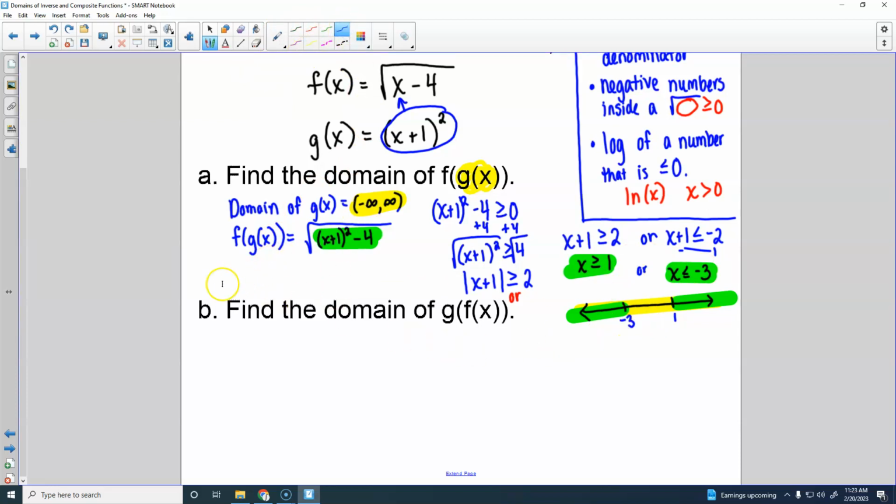So our domain of f of g of x would be negative infinity to negative 3. We would use a bracket there because it's an or equal to sign. It could actually equal negative 3. Or 1 to infinity. Okay, questions there?